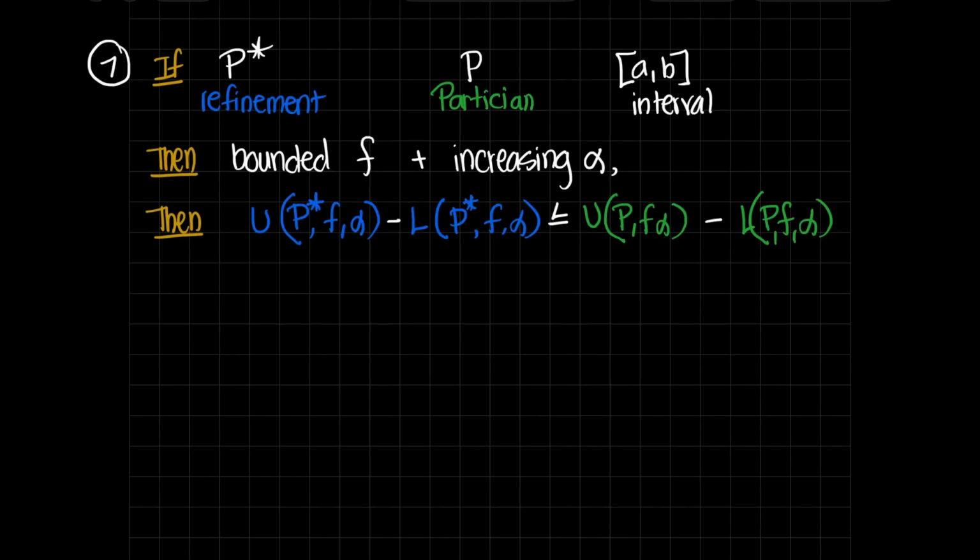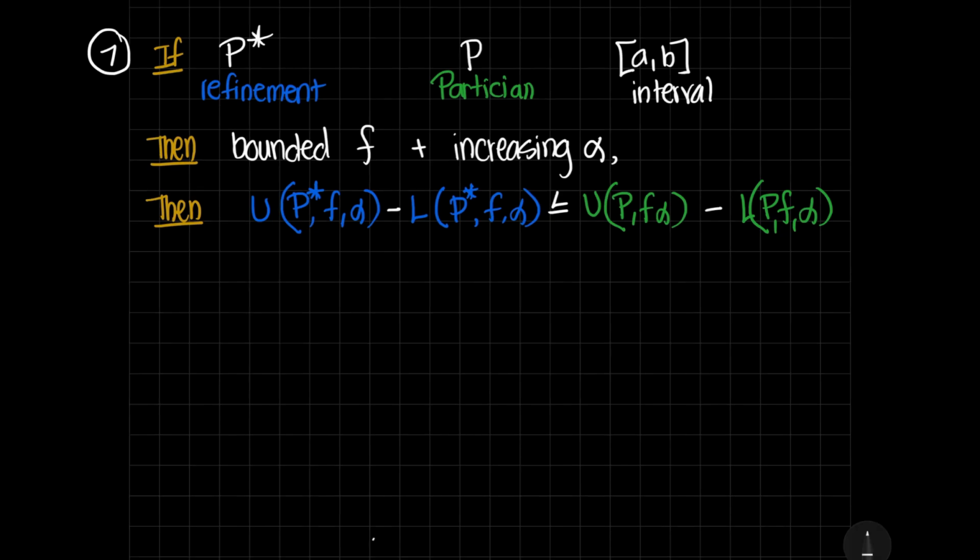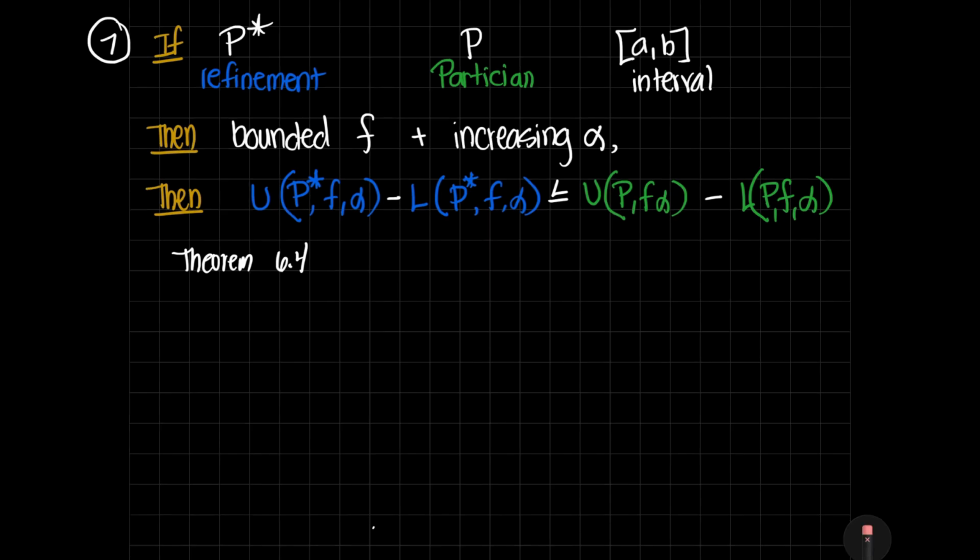By the refinement property in chapter 6, if P star is the refinement of P, then the upper sum cannot increase and the lower sum cannot decrease. This statement is an exact consequence of our theorem 6.4, where the refined and partition sums converge towards each other. If P star refines P, then adding more partition points makes the rectangles more precise. So as the upper sums get smaller and the lower sums get bigger, we can see that the gap between them can't get any larger.